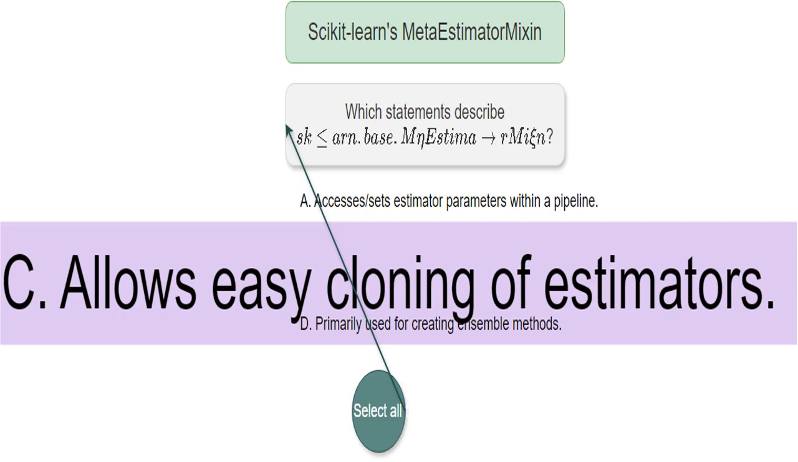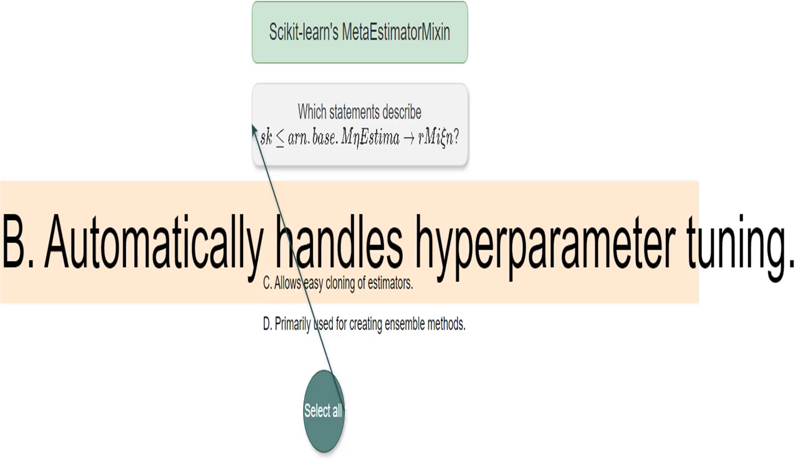The Mixin includes a helpful clone function, which helps create exact copies of estimators. This is super useful when you want to experiment with different versions of your model without modifying the original. Nope, this is not correct. The MetaEstimatorMixin doesn't do any hyperparameter tuning on its own. Other scikit-learn tools, such as GridSearchCV, manage that step.